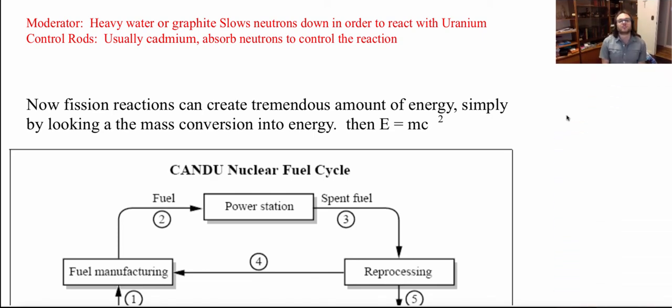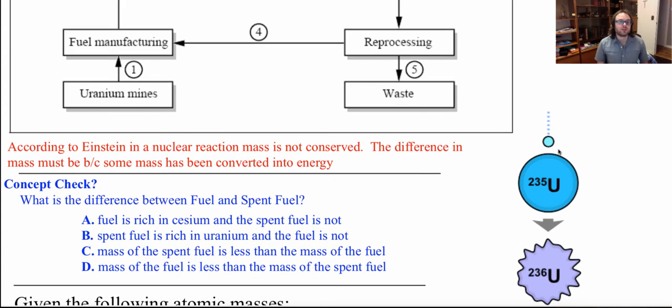Now, fission reactions can create tremendous amounts of energy, simply by looking at Einstein's E equals mc² equation when we're looking at the mass defect of what's happening when the fission process occurs. So according to Einstein, in a nuclear reaction mass is not conserved. The difference of mass must be because some of the mass is converted to energy.